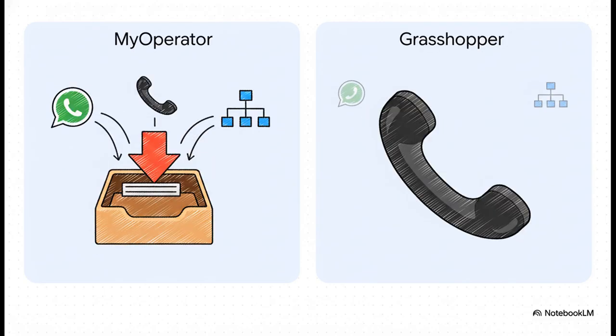And this right here kind of ties it all together. MyOperator is shown with a unified inbox, one place to see your WhatsApp chats, your calls, your IVR history. Grasshopper is described as being call-focused, without that all-in-one messaging piece. If your team is trying to see the entire customer journey in one snapshot, that difference is, well, it's everything.